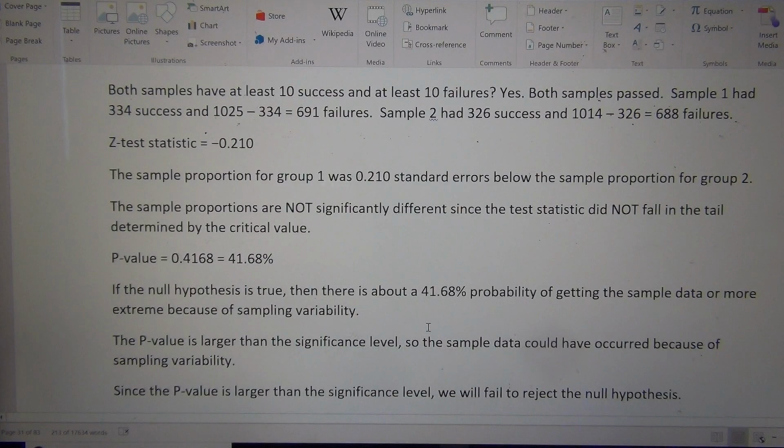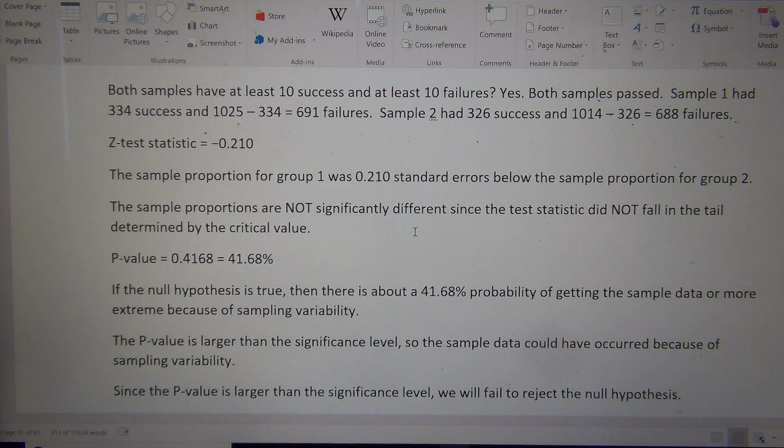So that means that the sample proportions are not significantly different since the test statistic did not fall in the tail, determined by the critical value. That also tells us our sample data does not significantly disagree with the null hypothesis. The p-value was 41.68%. So by the definition of p-value, if the null hypothesis is true, there's about a 41.68% probability of getting the sample data, or more extreme, because of sampling variability.